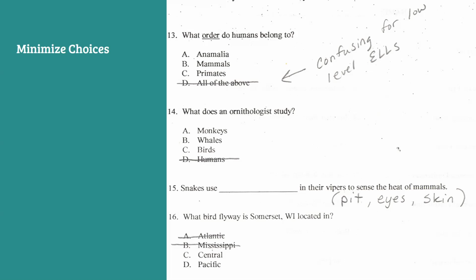We want to allow our students to have success. And by making the accommodations and modifications by minimizing choices, it allows the students to have equal access to the curriculum and allows them to identify the correct answer without misleading them with all of these extra choices.